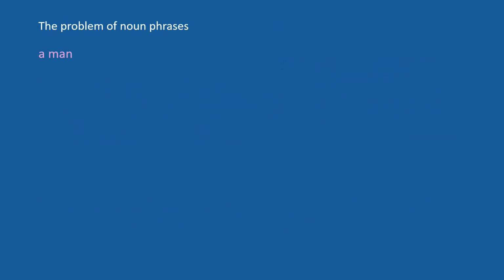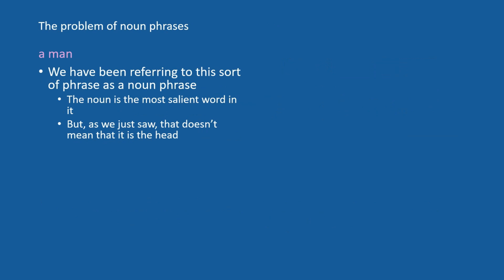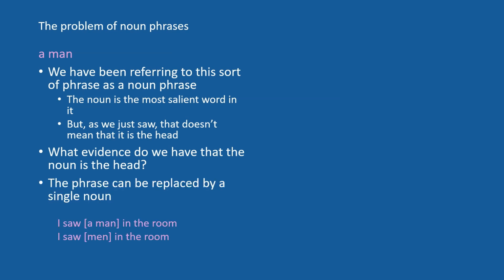Well, clearly, man is the most important word in that phrase. A man. Okay, a has some sort of semantic contribution, but it's clearly nowhere near as much as the noun contributes. Okay, but as we've just seen, it's not always the case that the most important syntactic word is the most important semantic word. The two things are not always the same. So we need more evidence. Is the noun really the head of this phrase?